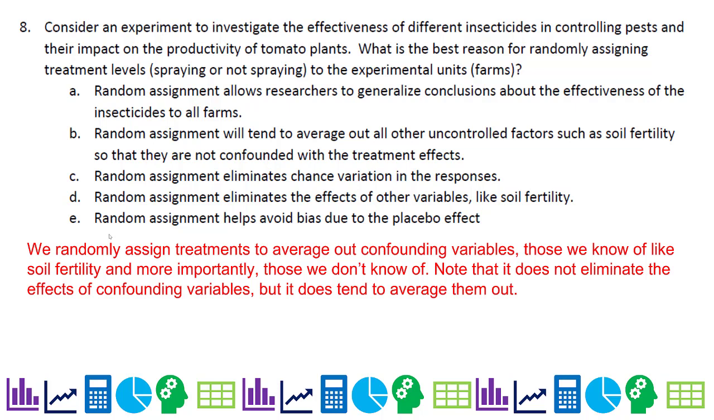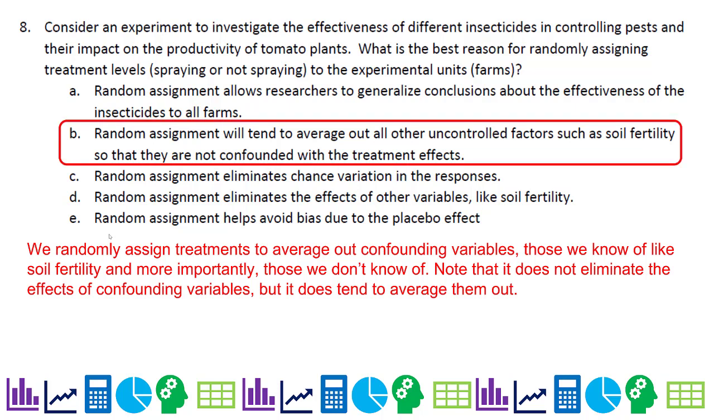Because honestly, a faster cow is less likely to be eaten by a lion than a slower cow, right? Because they're further away when the cow comes around. So that effect still occurs, but if we have roughly the same amount of fast and slow cows in both groups, or 3 groups in that case, then we average out the effect. It does not eliminate the effect. So our correct answer is random assignment will tend to average out all other uncontrolled factors, such as, in this case, soil fertility, so they are not confounded with the treatment effects. So one farm may have better soil than the other. And in fact, odds are they don't have the same soil. Not exactly.